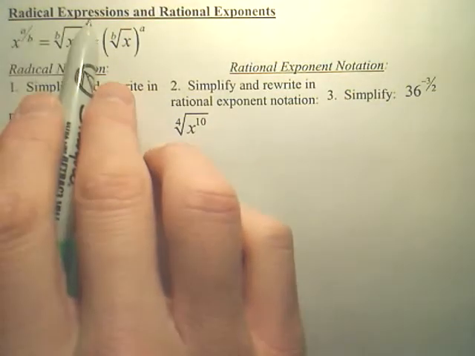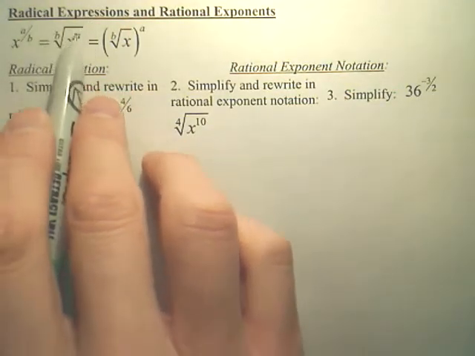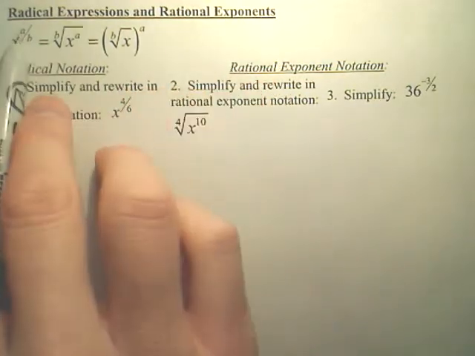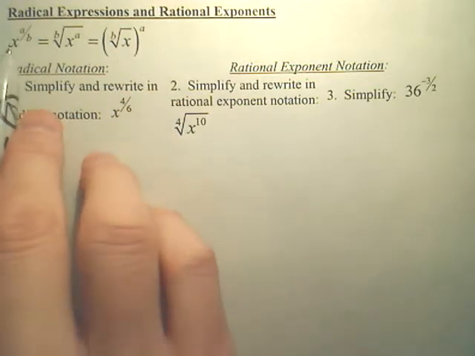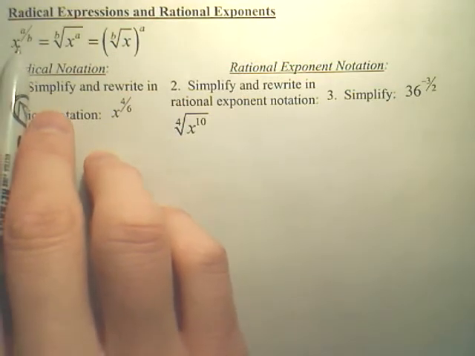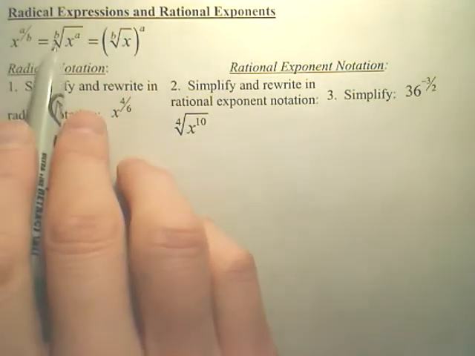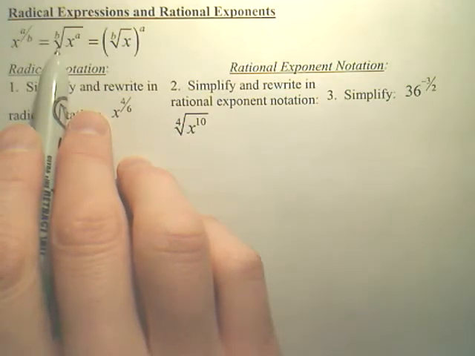Alright, radical expressions are these. Those are radicals. Rational exponents are these. Rational means fraction. Fractional exponents. We're going to learn to change from fractional exponents, which I'll call rational exponents, into radicals, which are roots.